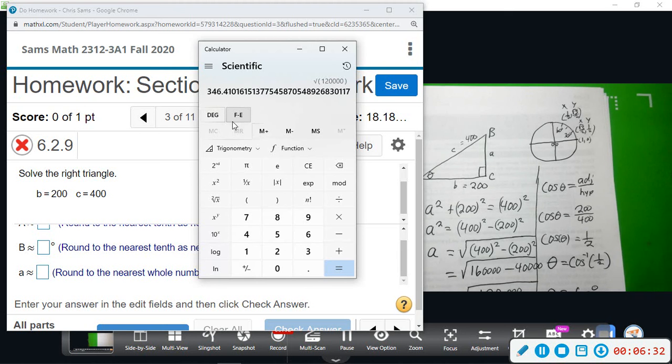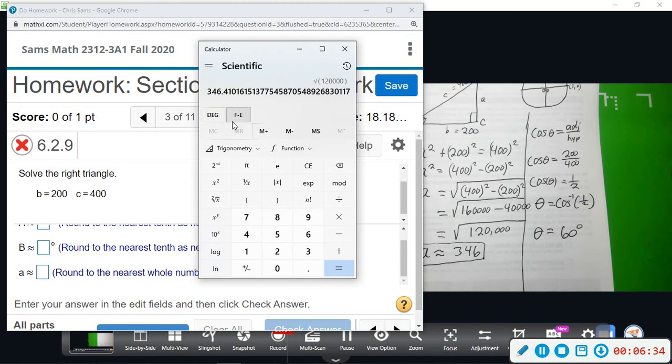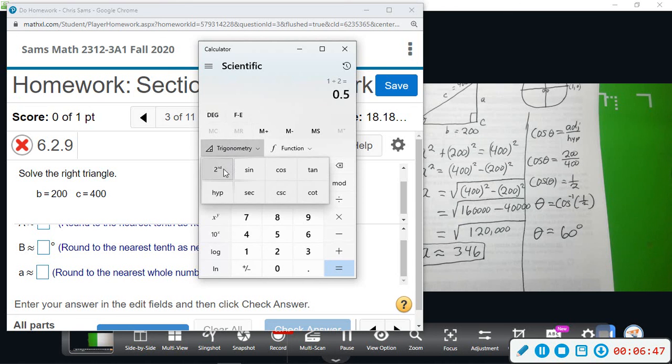Okay, so let's verify that. I know we can't see, but we're going to do clear. We're going to do 1 divided by 2, and then we get a half, and we're going to do trig second. We're going to do inverse cosine, and we get 60. Okay, so that comes from the unit circle. Some of those measurements are directly on the unit circle.